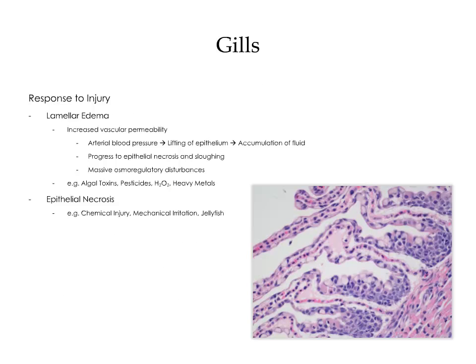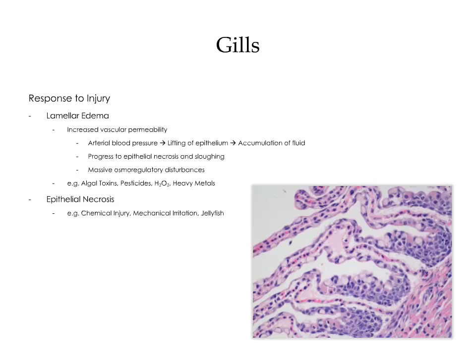The gills may respond to injury in a number of ways. Lamellar edema is the result of increased vascular permeability. Elevated arterial blood pressure will result in a lifting of the epithelium and an accumulation of fluid, similar to a blister. This will progress to epithelial necrosis and sloughing. Sloughing of the lamellar epithelium can result in massive osmoregulatory disturbances.